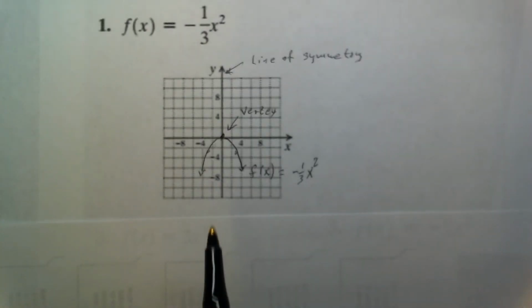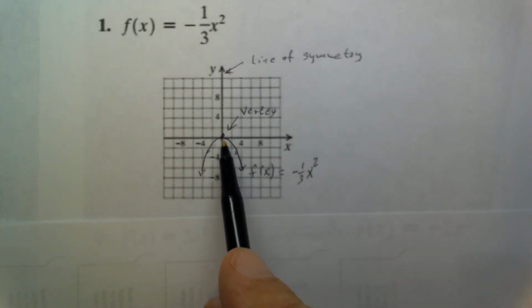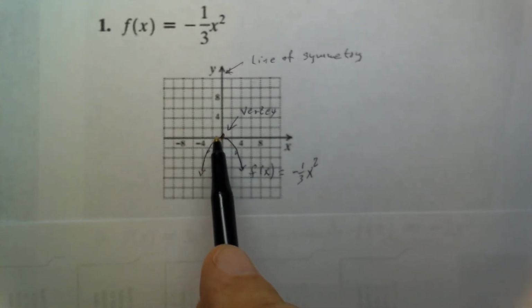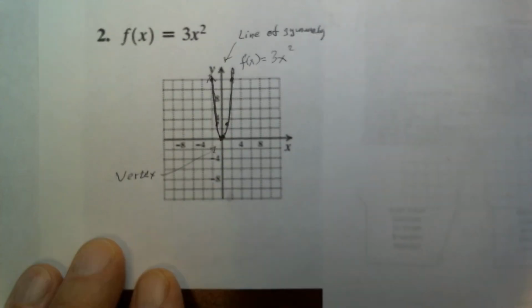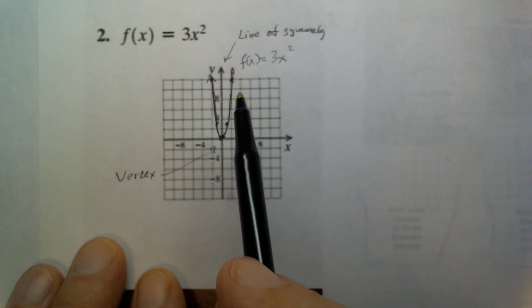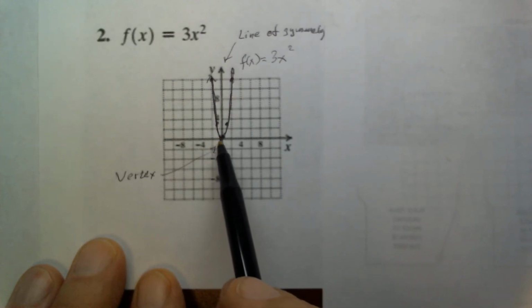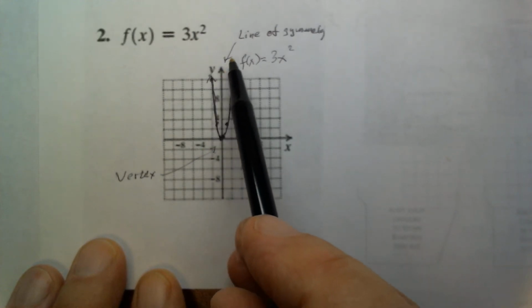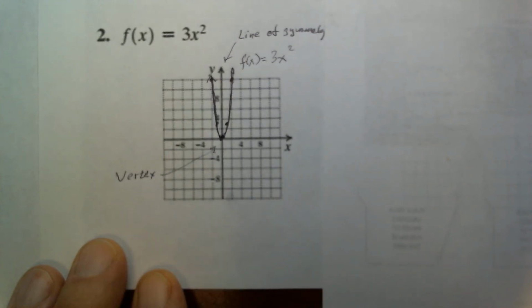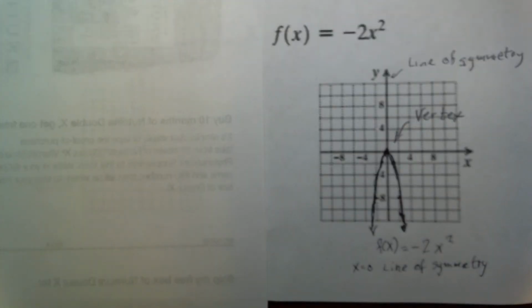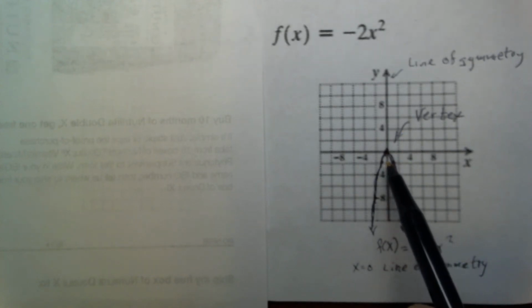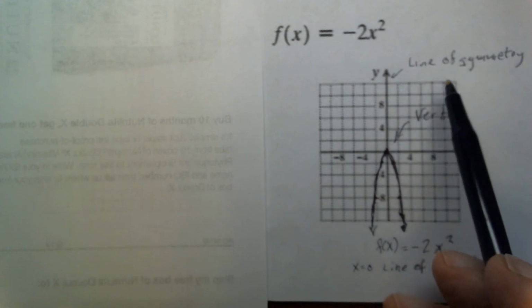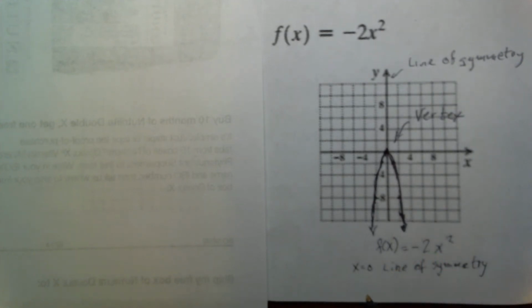So in summary, then, for exercise 1, we have the vertex at 0, 0, and the y-axis is a line of symmetry. And for number 2, we have the vertex at 0, 0 at the origin, and then the y-axis is a line of symmetry. And for exercise 3, we had the vertex at the origin, 0, 0, and the y-axis is a line of symmetry, which we can also write x equals 0. That would be the same thing as the y-axis.